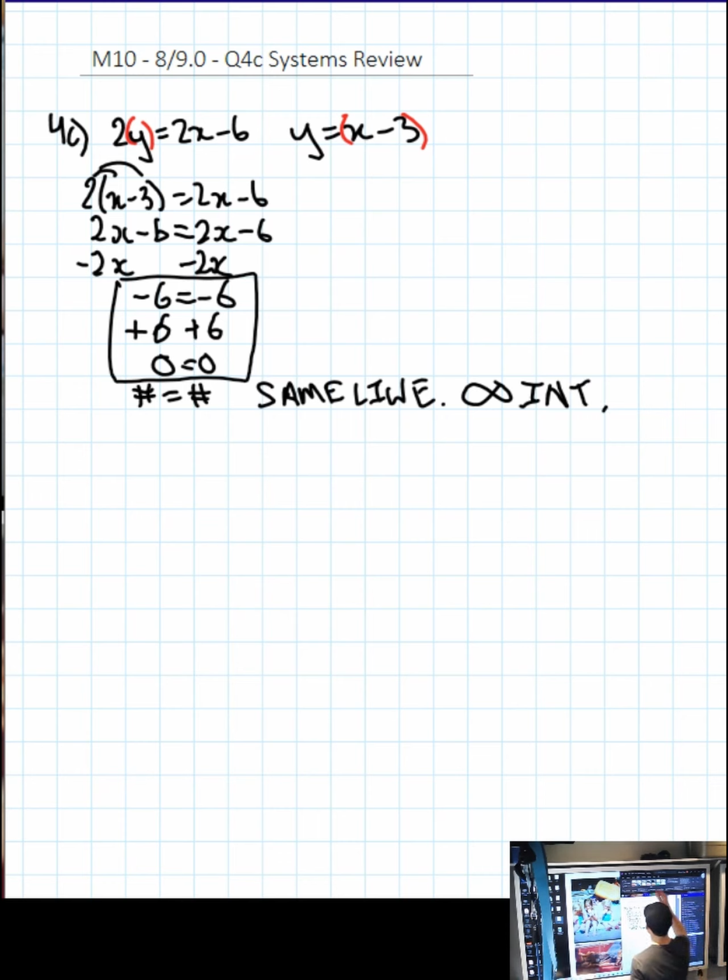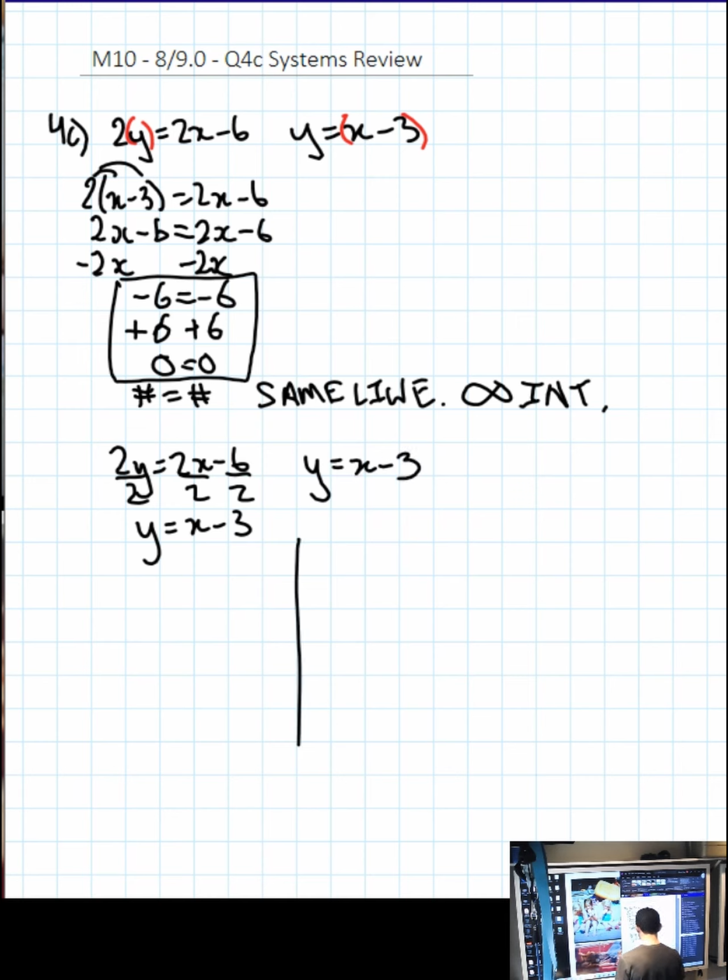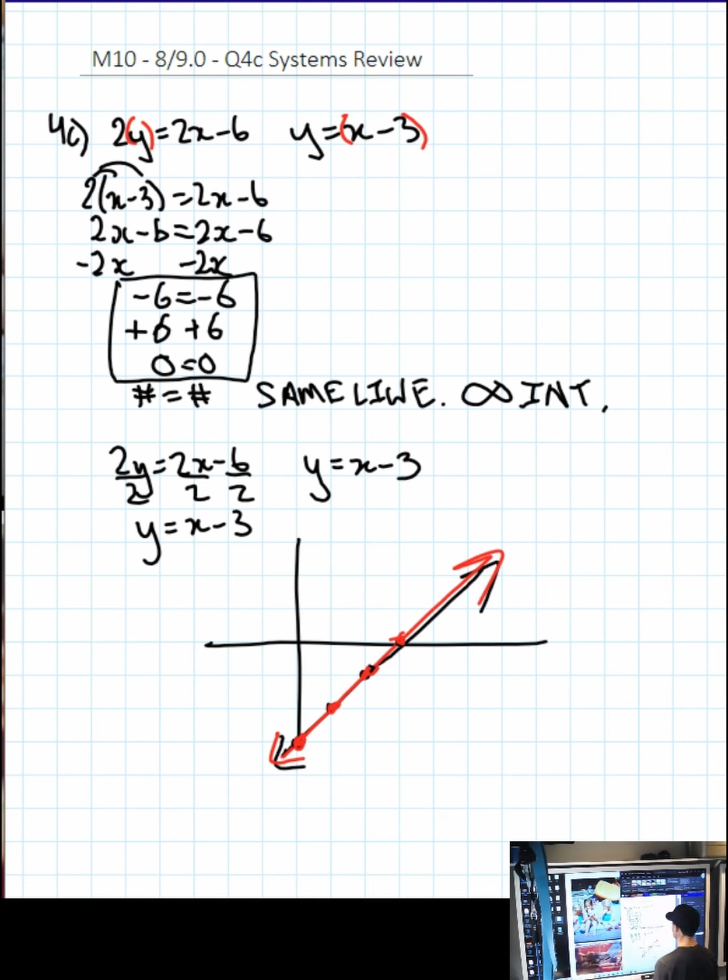So if we take the equation on the left, 2y equals 2x minus 6, and divide both sides by 2, we'll get y equals x minus 3. We can clearly see that the other equation is exactly that. And we could draw the graph. We have a y-intercept of negative 3, a slope of up 1 over 1, and draw a line through it. And the other equation has the same y-intercept and the same slope. So these lines are on top of each other. They are the same line, and we have an infinite number of intersections.